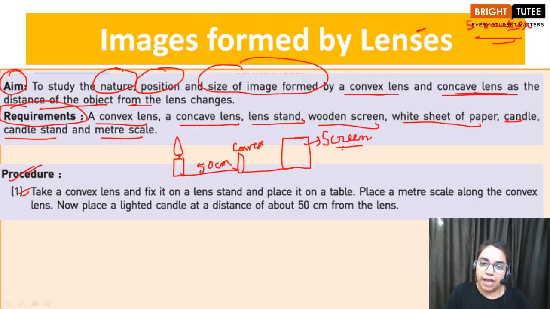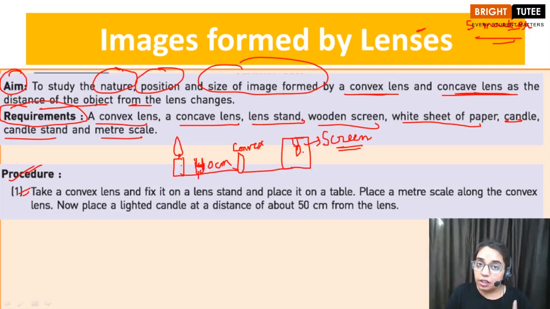Okay, this will act like a screen. Now we are going to observe its image, and we will observe that an inverted and diminished image is obtained on the screen. Now we will change the position of the candle from 50 to 40 centimeter and again observe the size and nature of the image obtained.